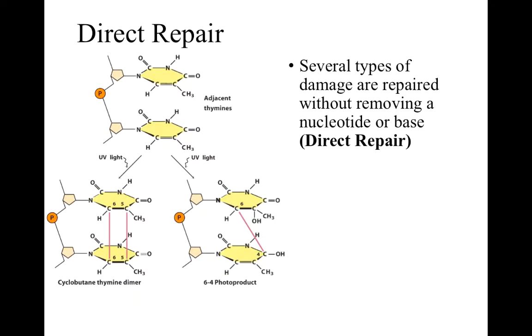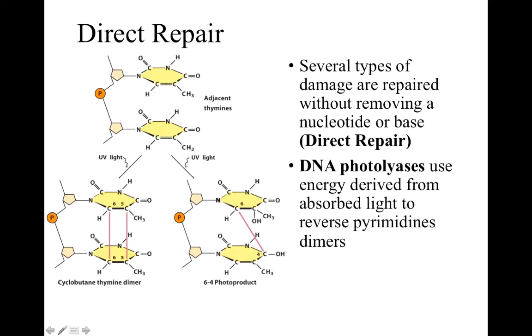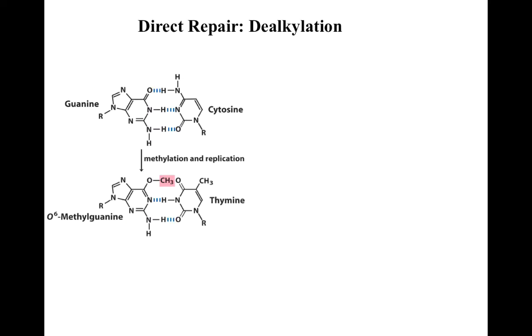There are several types of damage that are repaired without removing a nucleotide or base, and this is called direct repair. For example, these thymine dimers can also be repaired by direct repair in addition to nucleotide excision repair. These enzymes called DNA photolyases are going to use the energy derived from absorbed light to then reverse pyrimidine dimers.